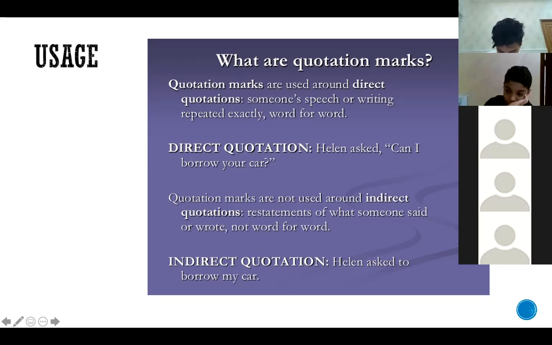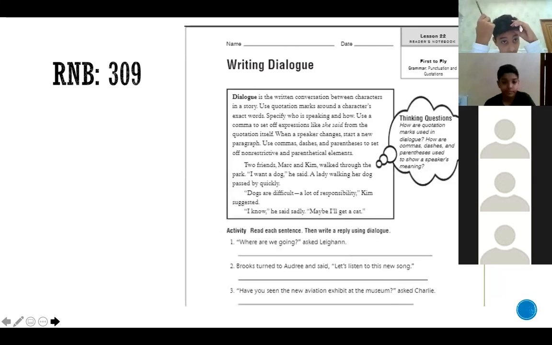Can you see this example here? Indirect quotation. Helen asked to borrow my car. What was the direct speech here? Ahmed Daman, read. Helen asked, "Can I borrow your car?" All right. So how did this go? Helen asked to borrow my car. Original words of the speaker. All right. So this is how we use it. We will move on to the next one.